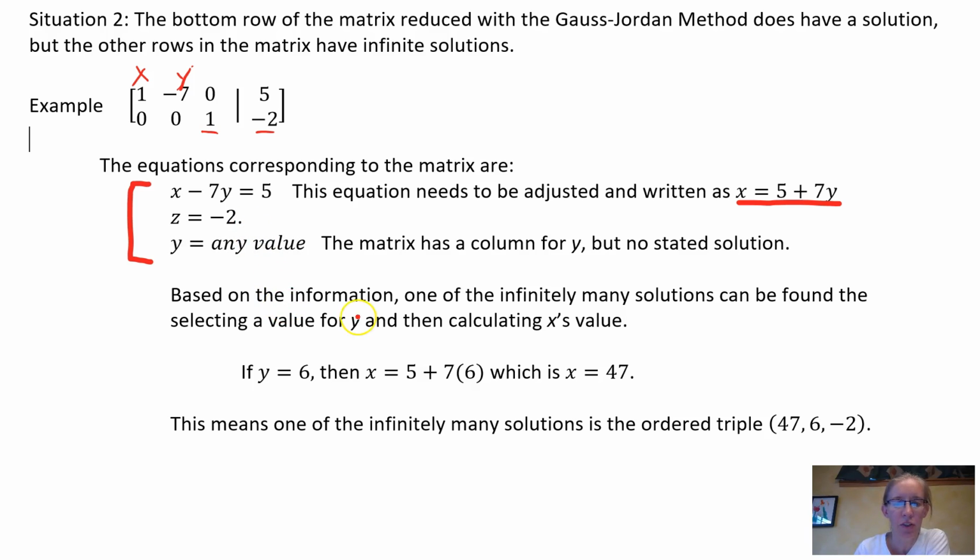So based on that information, one of the infinitely many solutions can be found by selecting a value for y and then calculating x's value. In this case, I let y equal 6. I randomly pick a number for y because y can be any number. Since y can equal 6 and I know x equals 5 plus 7y, I can put that 6 in for y. Following my order of operations, I find out x equals 47. All right, this means one of the infinitely many solutions is the ordered triple 47 for x, 6 for y, and -2 for z.